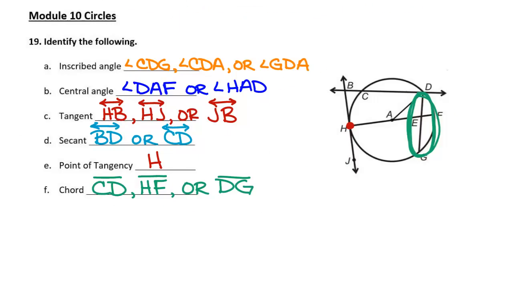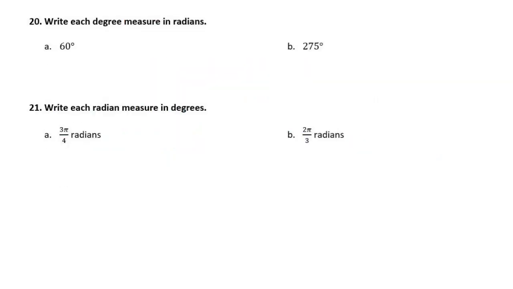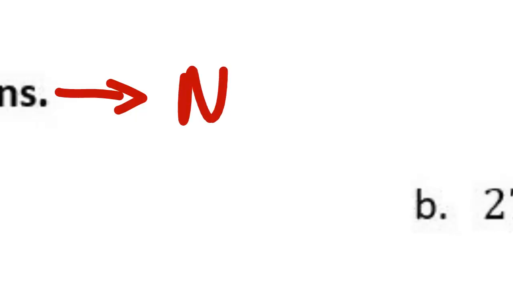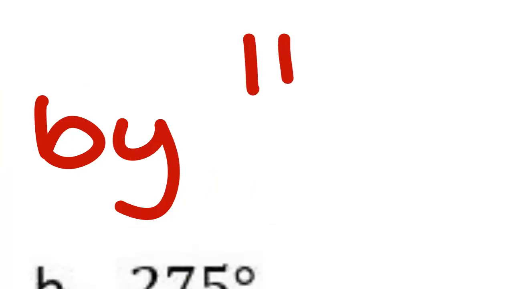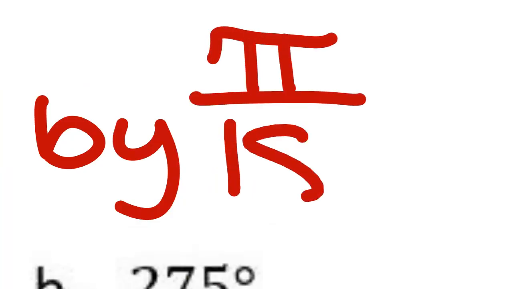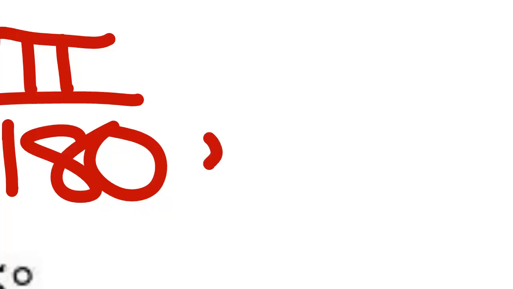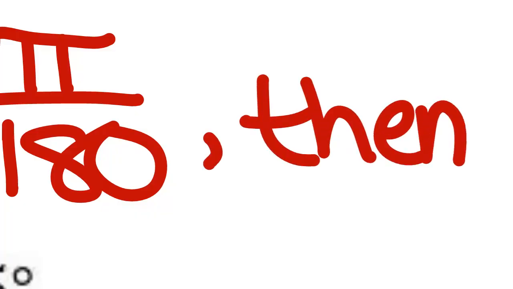All right. What else would you guys like to see from the review? 20? Absolutely. And then I thought I heard another one. You also said 20. Okay, so it was the same thing twice. Number 20, we'll do part A. It says write each degree measure in radians. If we want to go from degrees to radians, we multiply by pi over 180, and then we reduce.